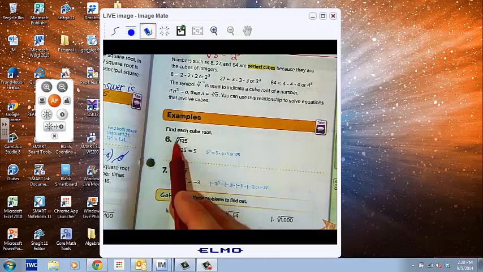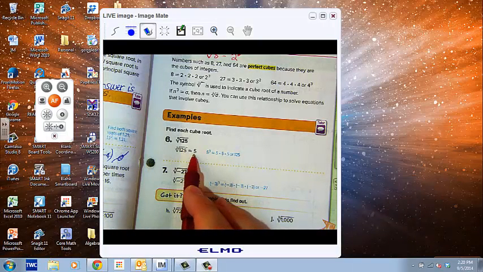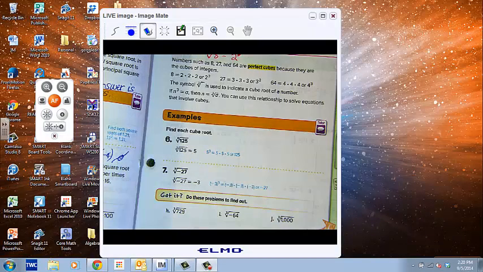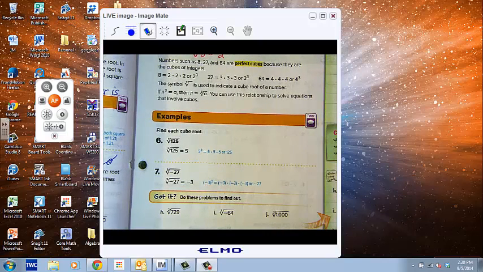Here we have the cube root of 125. So we have to think, I need one number multiplied by itself 3 times to get to 125. Well, we see here that equals 5. 5 to the third power means 5 times 5 times 5 gets me to 125. Now, what if you didn't have this example here? How would you find that? Well, you pretty much need a calculator for this, or you have to be some type of absolute math genius to be able to figure these out.